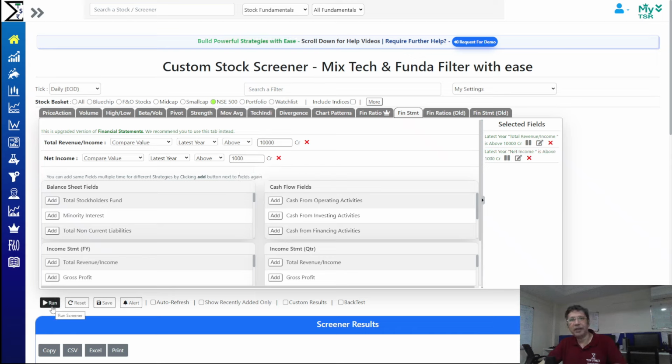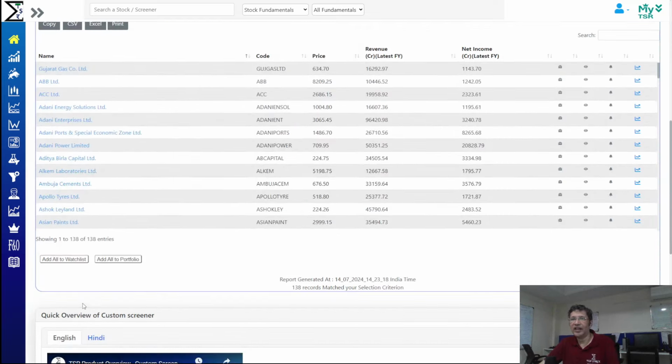That will tell you that it's a big company, number one, and profitable as well, right? So not running on debts, on visionary things and the like. It's a real company which is showing profit. So we get about 138 companies, right?